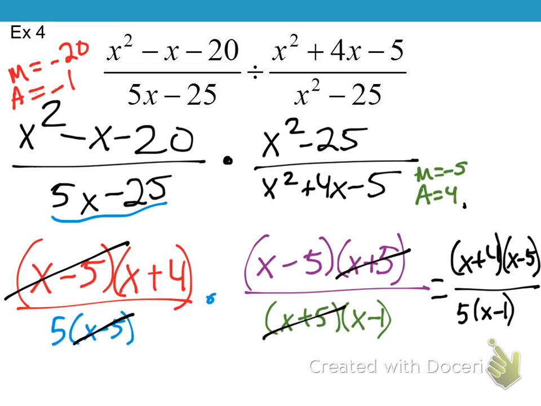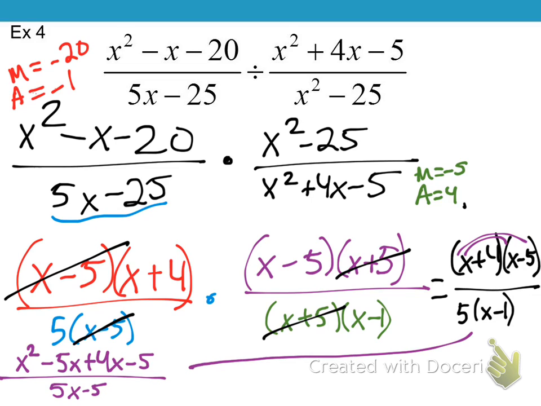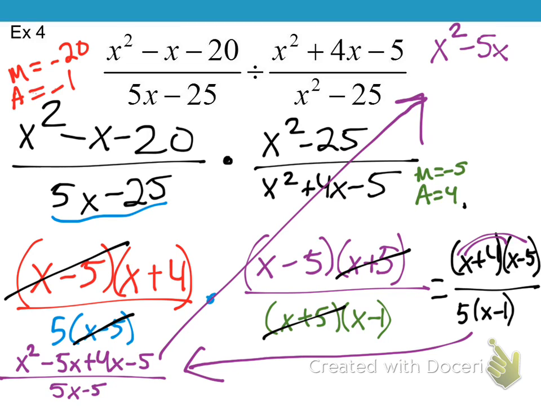Okay. Well, we want to distribute it. Yep, I'm going to double distribute this. So that gives me x squared minus 5x plus 4x minus 5 over 5x minus 5. So from here you go down to here. And now, to make sure you can all see it, I'm going to write the final answer up here. Follow the arrows. So it's going to be x squared minus 5x minus 5.